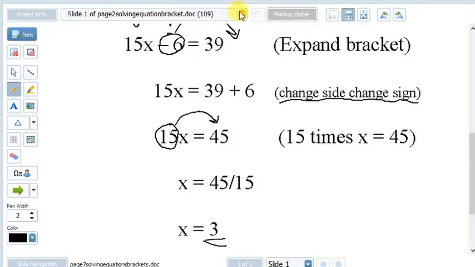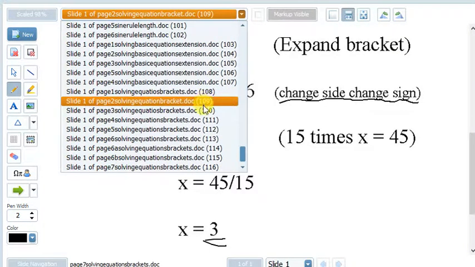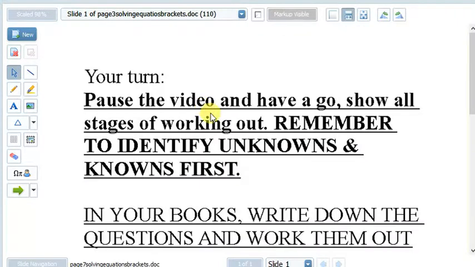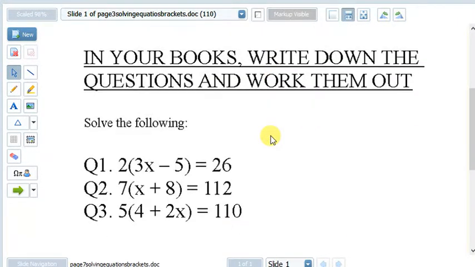Okay, so now it's your turn to have a go at a couple. So pause the video after you've seen the questions. Gives you time to write them down and have a go at working your way through them. Okay, so good luck with the following 3 questions, and I'll be back when you're ready to go through the working out and the solutions. Good luck.